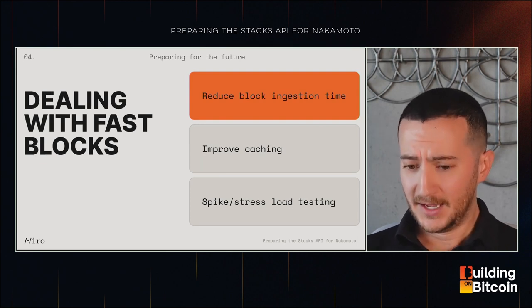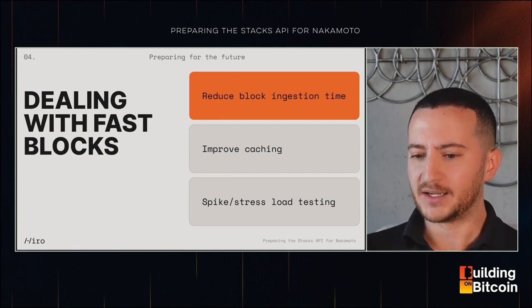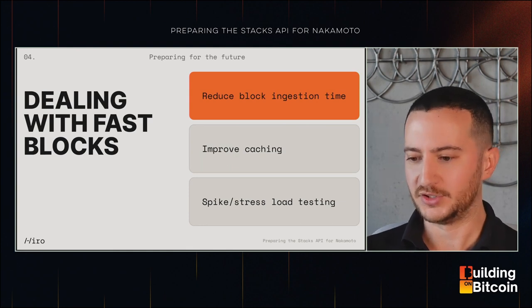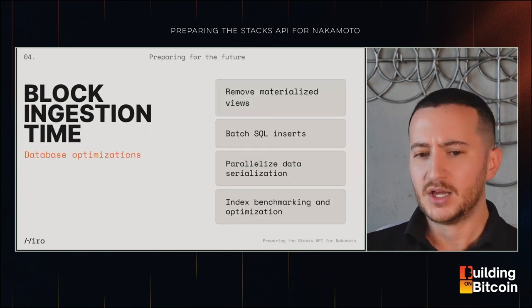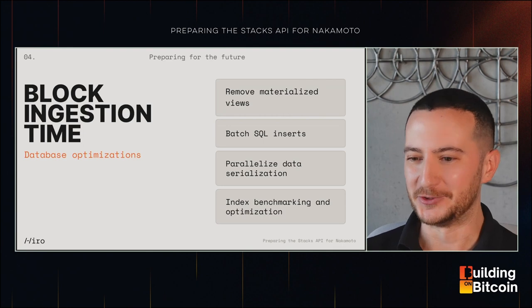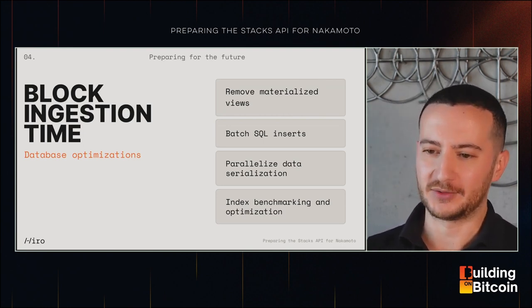And lastly, we have to introduce and continue doing spike and stress load testing. And I'm working personally on doing this in an automated way. I'm going to dive into this in a bit. So for block ingestion, I'm reducing, this is like 2 months worth of work reduced to just 4 sentences. But again, this is roughly the work that was made for this.